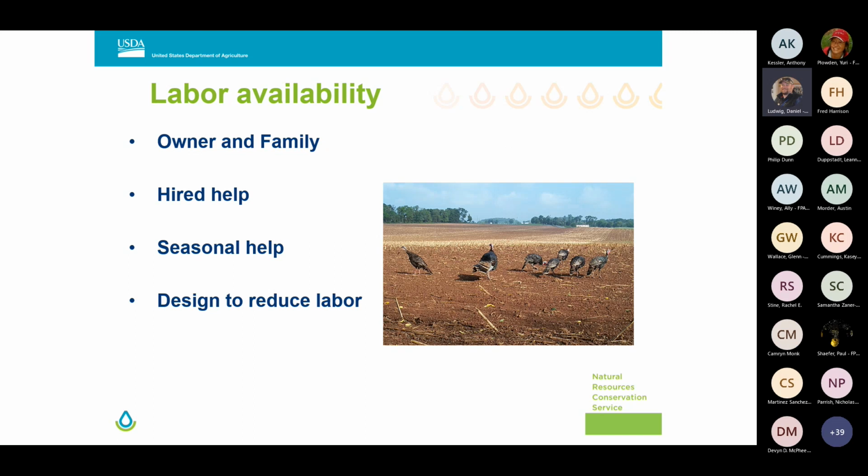Labor availability. Is it the owner and just his family? Do they hire help? Do they have seasonal help? Can we look at our practices to reduce labor? How can we make this system work for them?